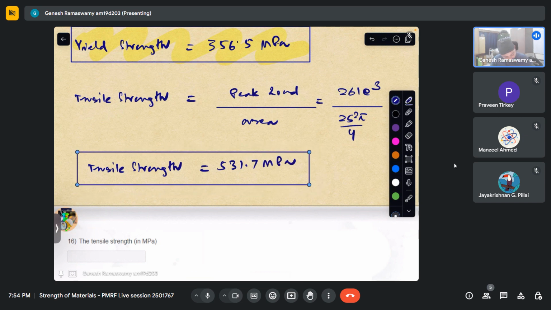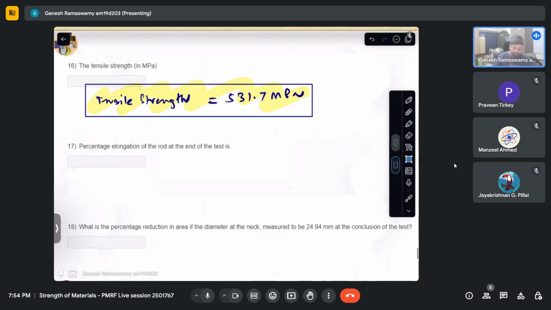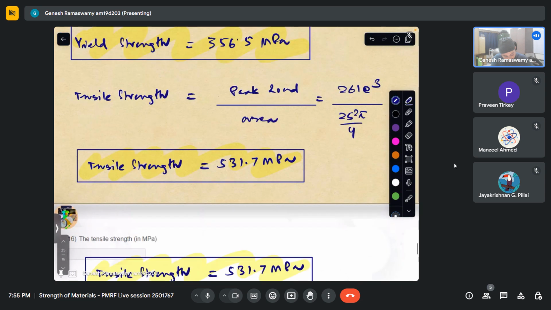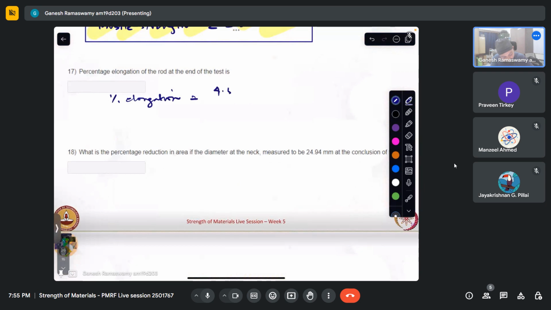So far, so good. The percentage elongation of the rod at the end of the test. At the end of the test, it just broke off. So what was the total elongation of the bar? It was 4.5 mm in a gauge length of 250 mm. Expressed as a percentage, this is around 1.8%, which is quite huge.